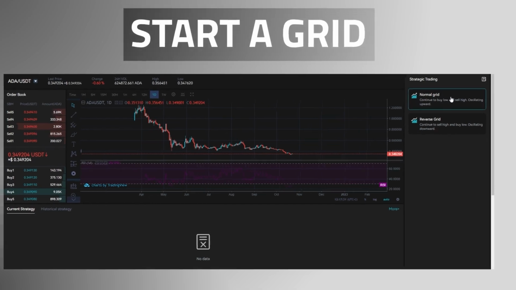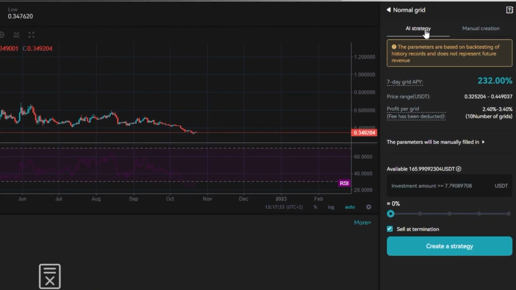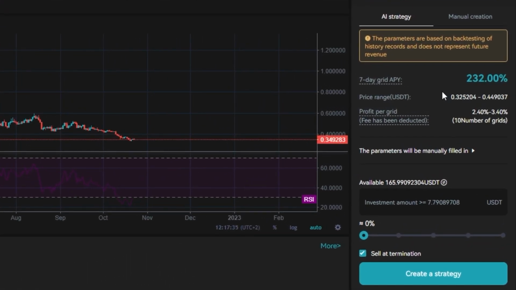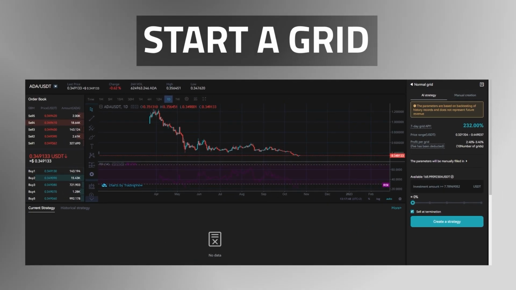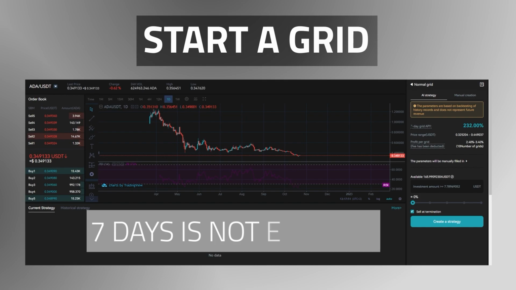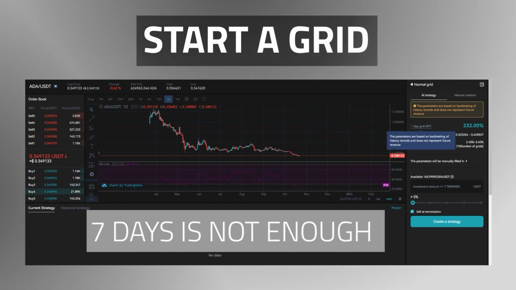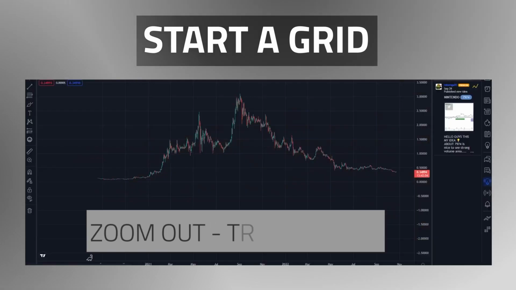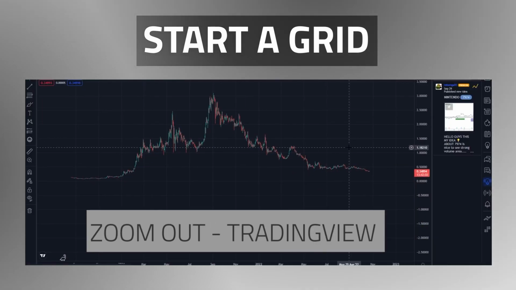When you want to start a grid, the AI strategy module helps you with finding the top and bottom lines based on 7 days of price movement. This calculates an ideal grid number and gives you an annual yield estimation. Now, I don't like this for several reasons. For starters, 7 days is hardly enough to establish a low and high level for your grid. If you really want to make sure that your grid is properly set, you need to take a helicopter view to see the possible bottom and top.